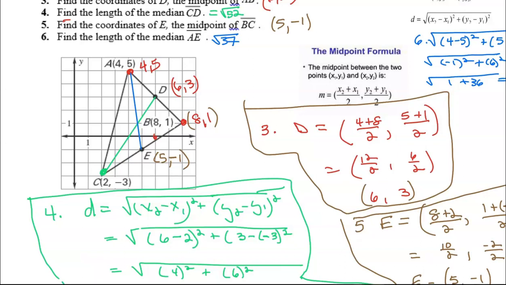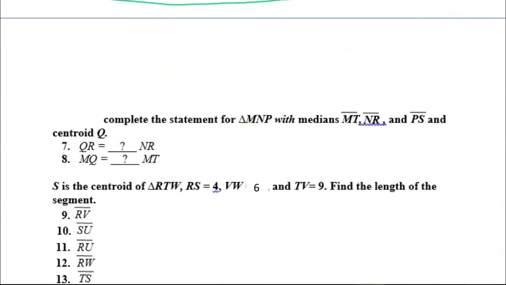Now, what do you think is going to be formed probably right here? That's going to be where they're going to cross, right? Now, they didn't have me do the third one, but my guess is that blue dot will be the centroid. So we're going to leave that as it is. Okay, so let's keep going. So now it says complete the statement for triangle MNP with medians MT, NR, PS, and centroid Q.